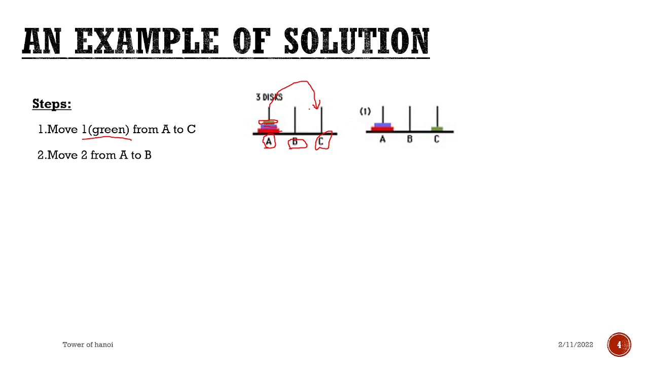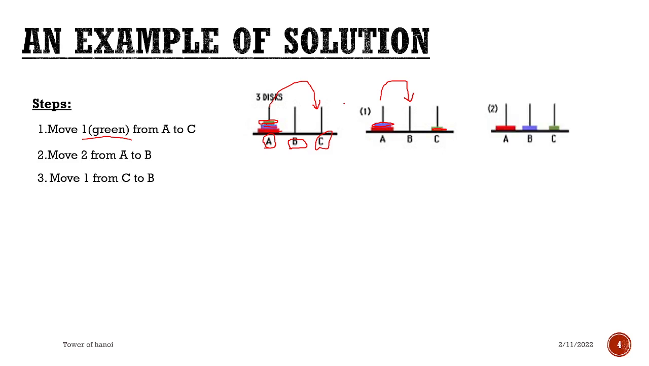In the second move, number 2 disk will be moved from A to B. Only one option we have for this disk. It can only be moved from A to B, because we cannot move it from A to C, because it is bigger than the green disk. So we have to move this from A to B. It is our second step.